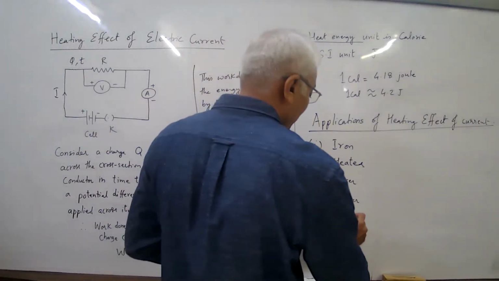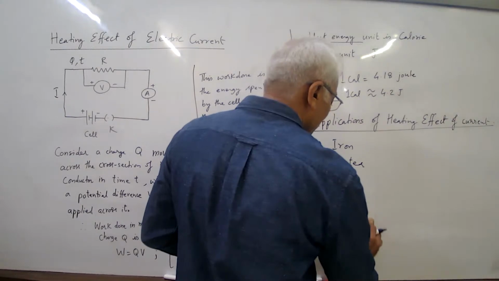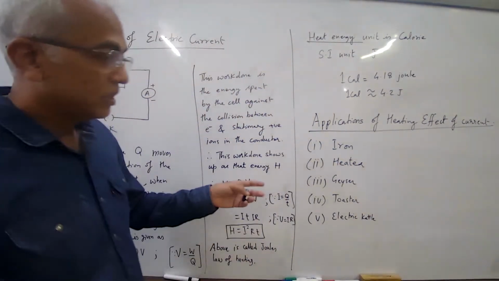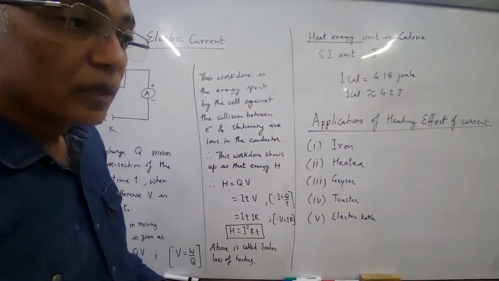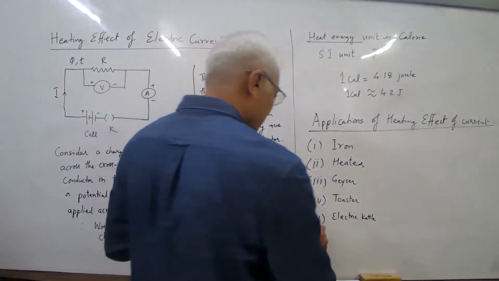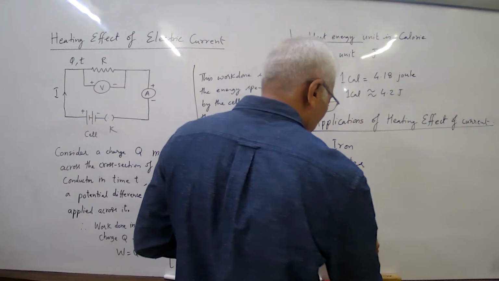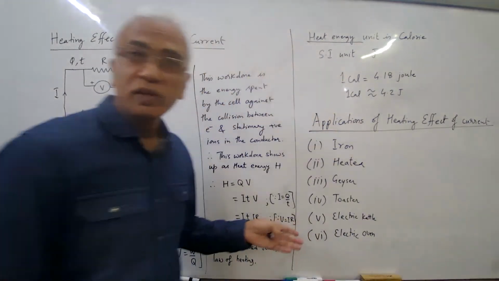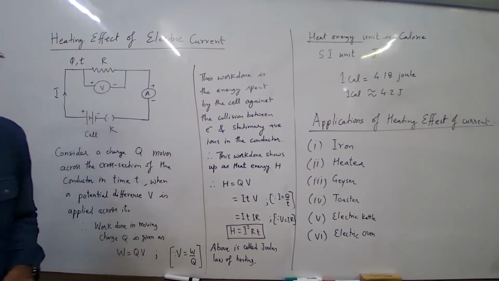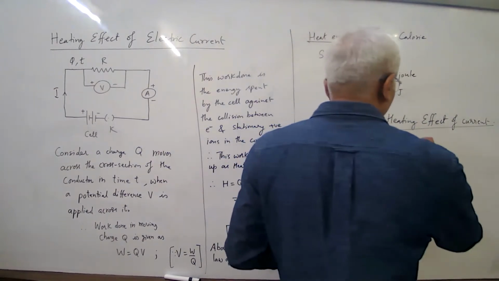Electric stove. Coffee machine. Electric kettle. Okay, so these are the examples given in your book. Electric oven, yes. So there are so many applications of the heating effect of electric current. Electric bulb. Electric stove. Then one most important application is the fuse.